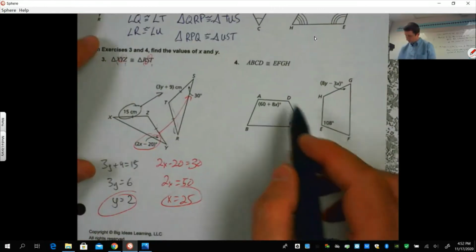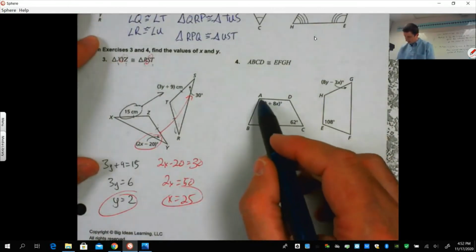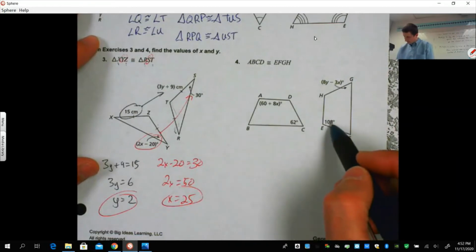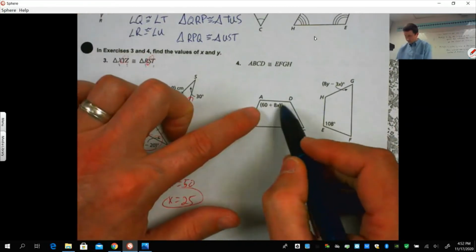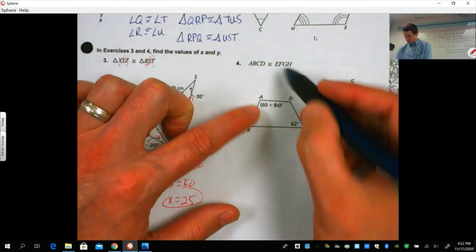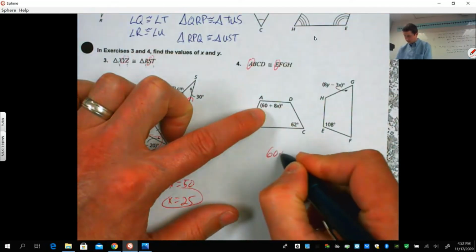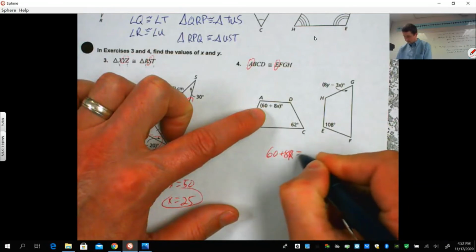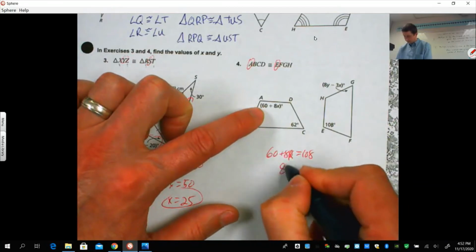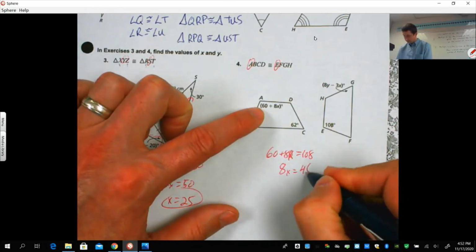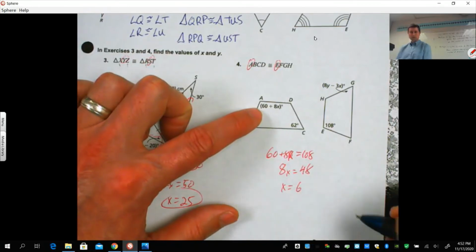Okay, here I have angle A. I have this 108. This is an angle because you know the degree mark there. A corresponds with E, and E is 108. So 60 plus 8x equals 108, minus the 60, 8x equals 48. Divide by 8. So x equals 6.